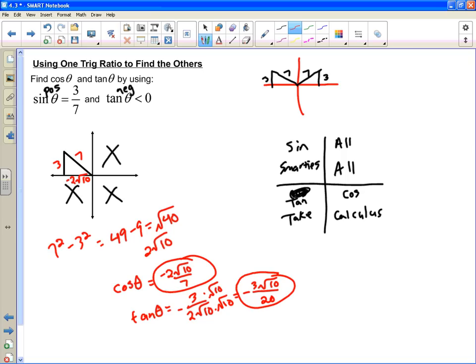It didn't ask me for all 6, just asked me for 2 specific ones, so don't do more work than you actually have to. So that's going to wrap up 4.3. We'll talk about the unit circle in class, and maybe some other things in class, but this is the basic gist of what's going on in 4.3.